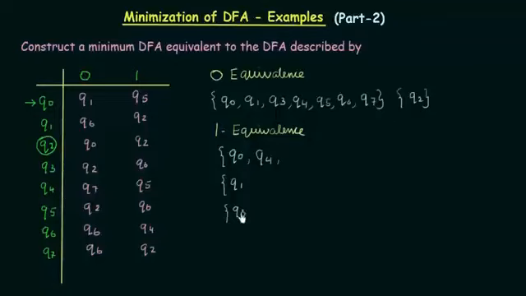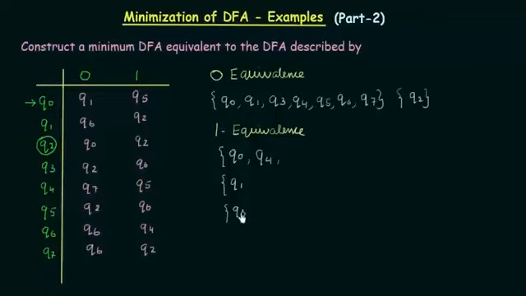Now let me check Q3 and Q5. Q3 and Q5 on input 0 go to Q2, same state, same set, fine. And on input 1, where do they go? Q6, again the same state, so it is fine. So we can say that Q3 and Q5 are 1 equivalent to each other. If you check for Q6 and Q7, you can find that Q6 will be 1 equivalent to Q0 and Q4, and Q7 will be 1 equivalent with Q1. If you solve this, you can just get this. And the remaining one is Q2, so I'll put it in another set. This is what you get if you continue to solve it.